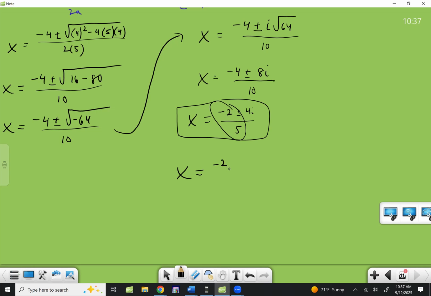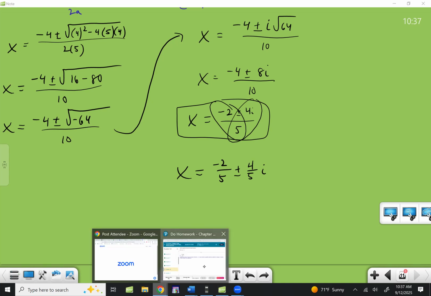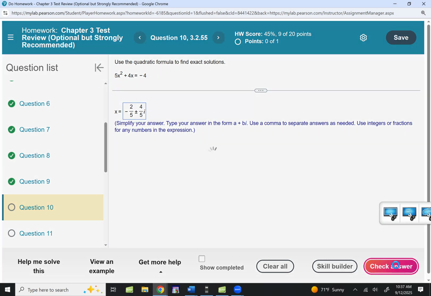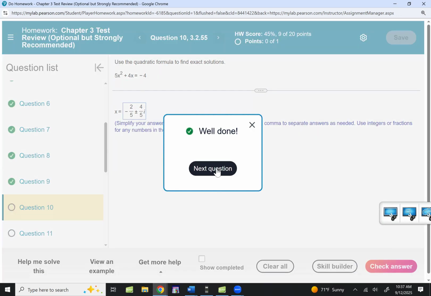Put the negative 2 over the 5. And then put the 4 over the 5, right? And don't forget to shove that i off to the side so that you got your a, your b, your i. You know, I talked about reading directions and then I did not read directions. Okay, so let's go put it in. Take 2. So negative 2/5 plus or minus 4/5 i. There we go. All right.